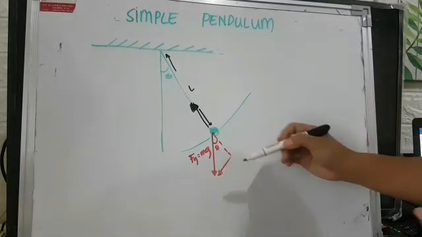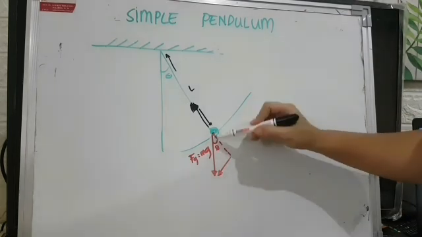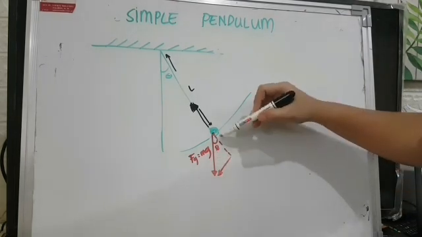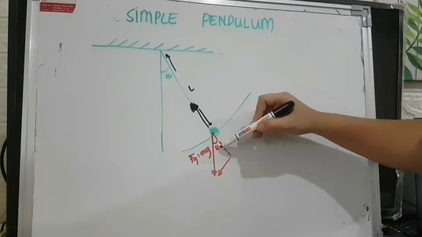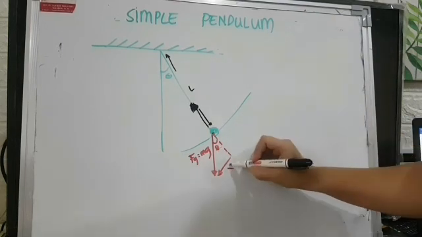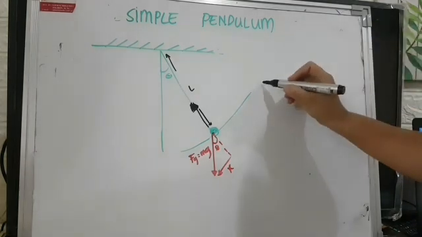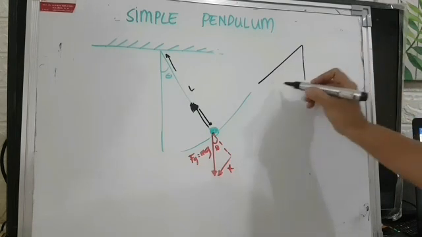Now, how do we derive that force? Since in our illustration, this is our hypotenuse, this is our adjacent side, if this is the angle, and this is our opposite side. Now, how do we get this one? Okay, that is our restoring force. Now, I'm going to draw another triangle here.